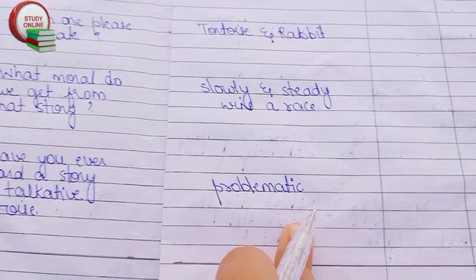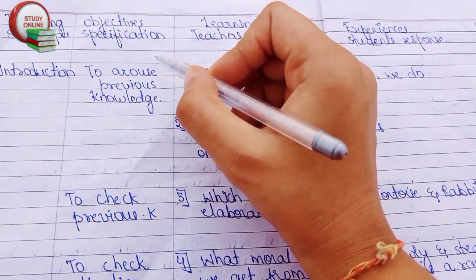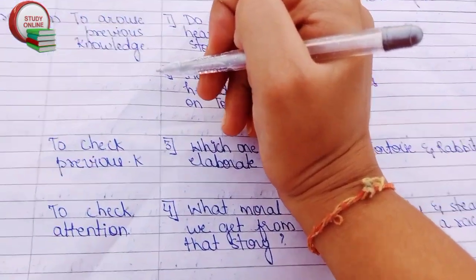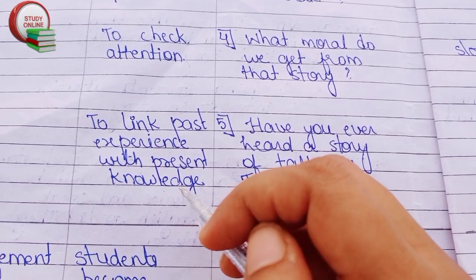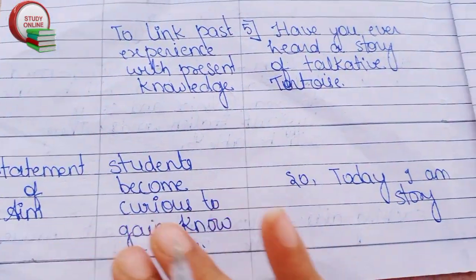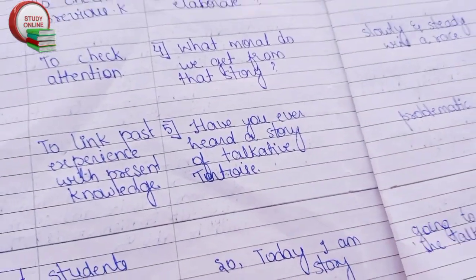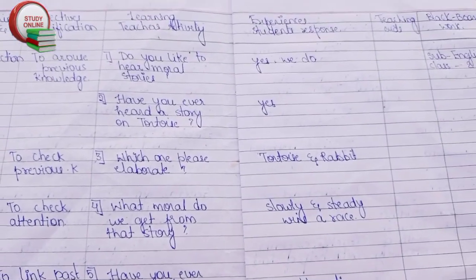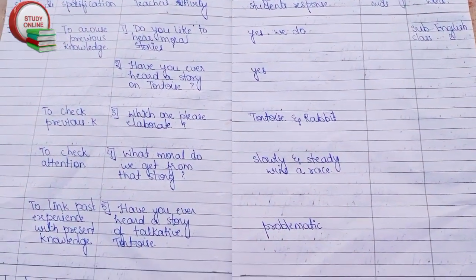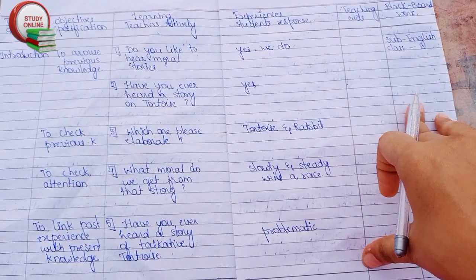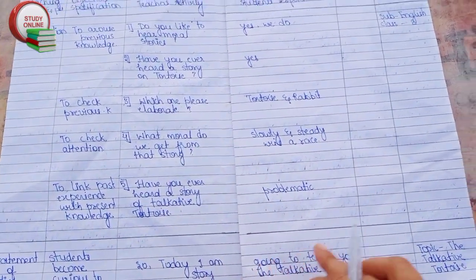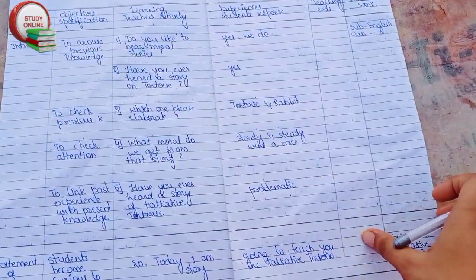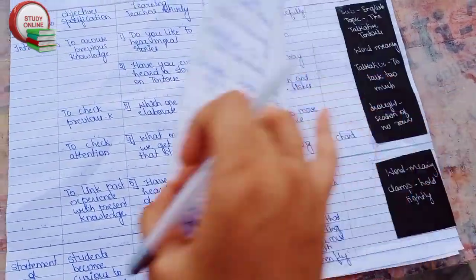Here also you can see objectives and specifications: to arouse previous knowledge, to check previous knowledge, to check attention, to link past experience with present knowledge. Here is the statement of aim. We have to announce our topic. We have to say, students, I am going to teach you a topic, and I am going to tell you the story of the talkative tortoise. Like this. This is the overall look of our lesson plan, right?